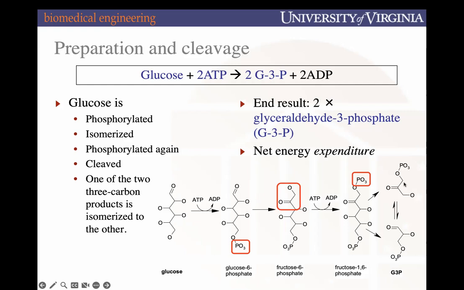So for the preparation and cleavage, it was phosphorylated, isomerized, phosphorylated again, and cleaved. We put into the system 1 glucose and 2 ATP to yield 2 G3Ps, and we have 2 ADPs on the other end. What's key to note here is that we're putting one single 6-carbon ring into the system, and we're producing 2 3-carbon chains. And so we already have our 2 3-carbon chains in the form of G3P.